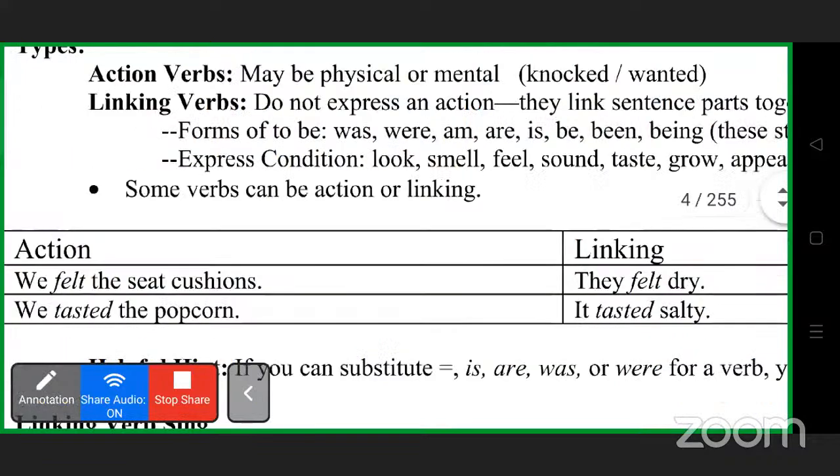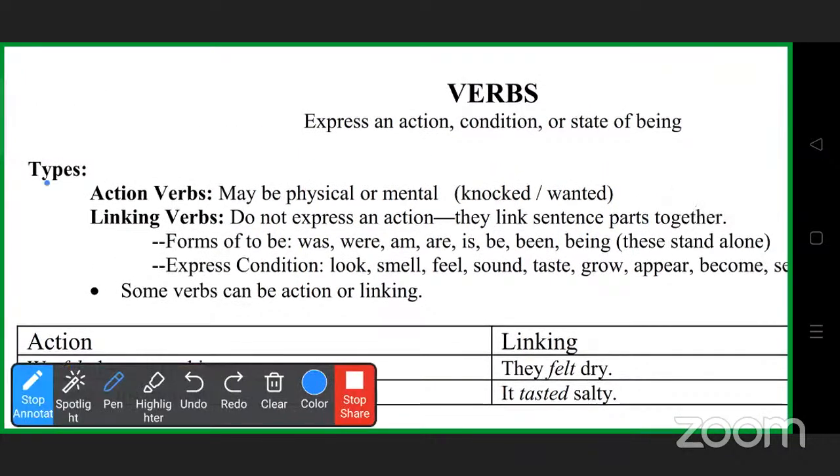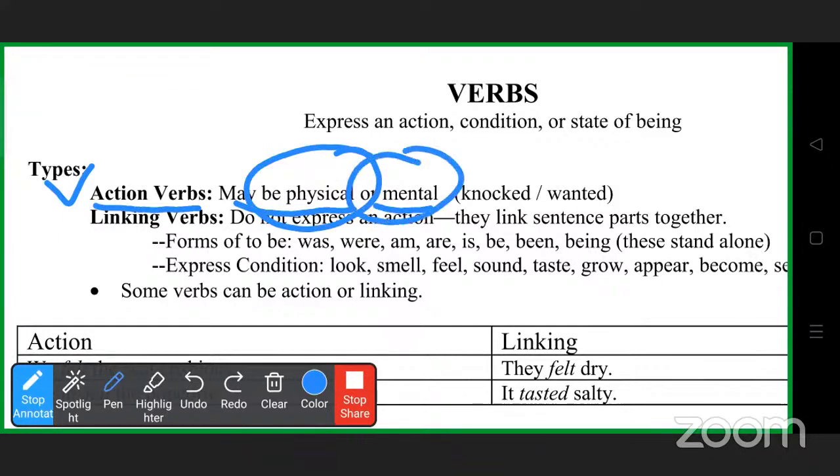Let me just unzoom that. Here you can see that there are types of verb. What they have mentioned here are the action verbs. Verbs may be physical or mental. Physical or mental means that there is either a physical action going on, or a mental action that happens.